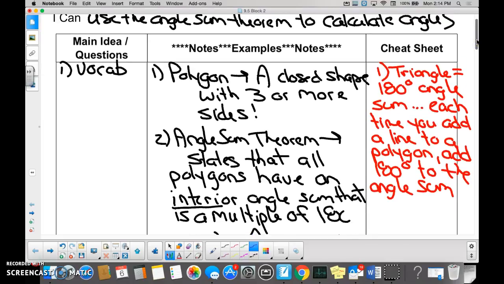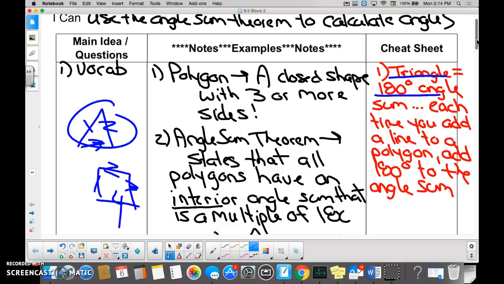A triangle is 180 degrees, right? Every time you add a side to a triangle, you make a different shape, right? So if a triangle has 3 sides, and we add a shape that has 4 sides, we added a whole other, we got 1 line here, 2 lines here, 3 lines here, 1 line here, 2 lines here, 3 lines here. Now we have 4 lines, right?